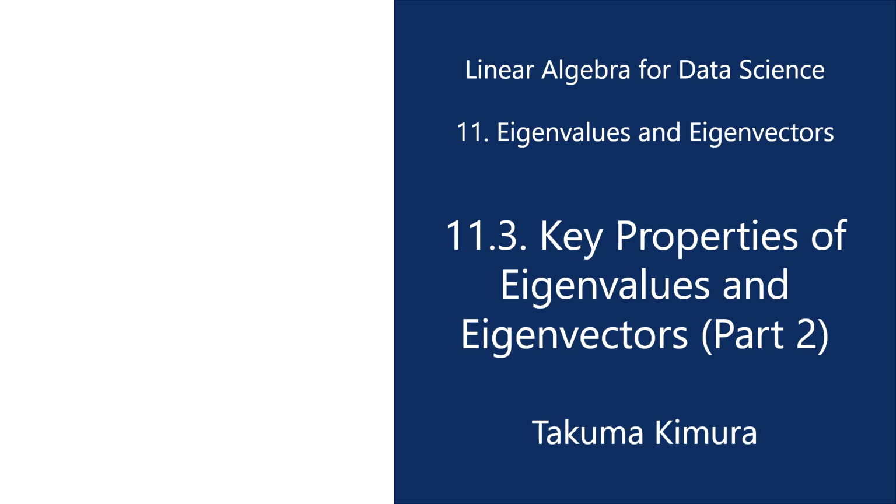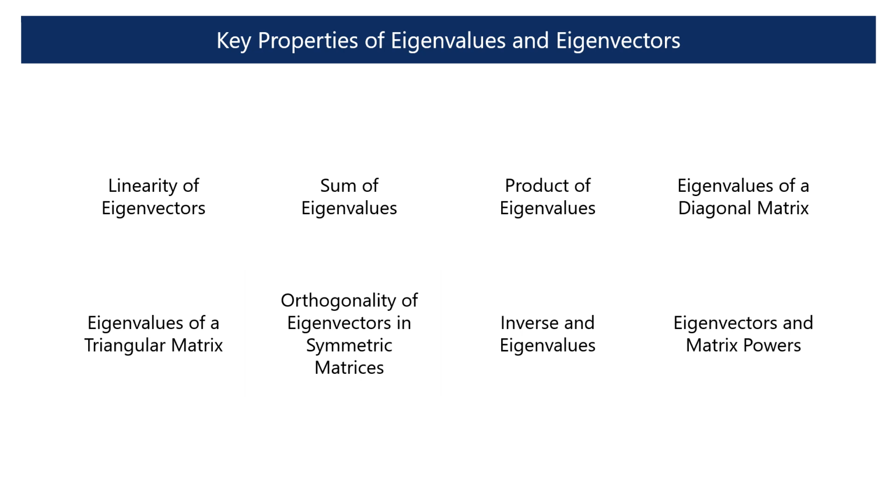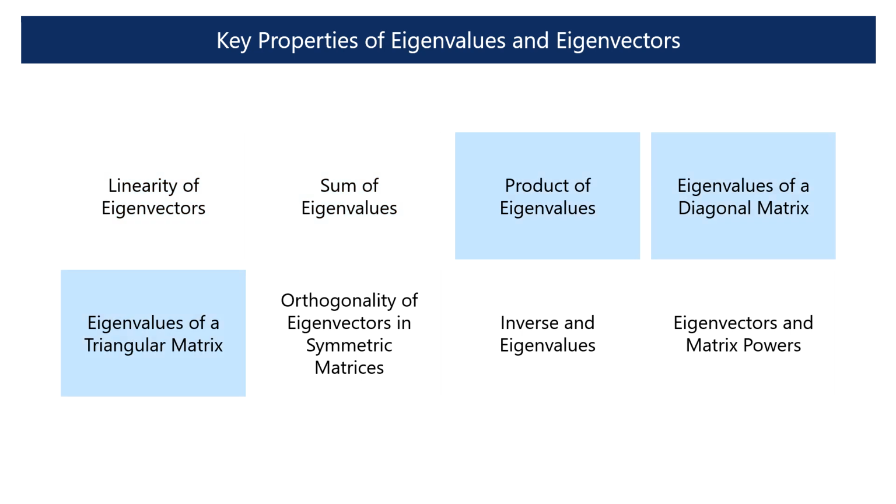Chapter 11, Section 3, Key Properties of Eigenvalues and Eigenvectors, Part 2. As we saw in the previous section, eigenvalues and eigenvectors have these key properties. We saw these two properties in the previous section. This section will cover these three properties: product of eigenvalues, eigenvalues of a diagonal matrix, and eigenvalues of a triangular matrix.